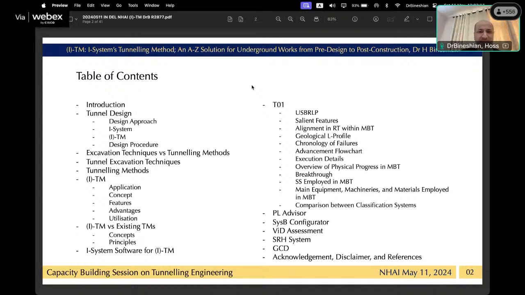It should be the second slide. You are on the table of contents. Correct, correct. Okay.